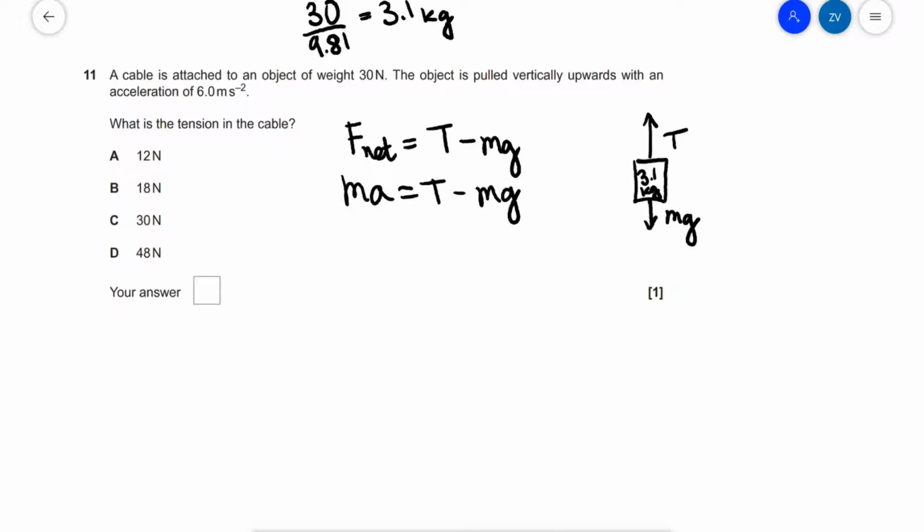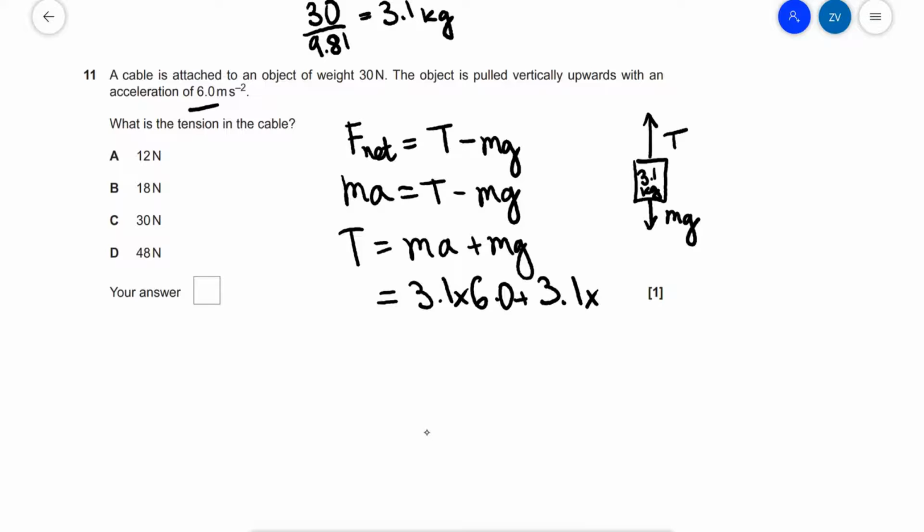Let's just rearrange for the tension. The tension will be equal to ma plus mg, which is equal to 3.1 times the acceleration which we're given here, which is 6.0, plus 3.1, which is the mass, times 9.81. We're actually given the weight here, which is just 30. And overall, this is equal to 48 newtons, which means the correct answer has got to be D.